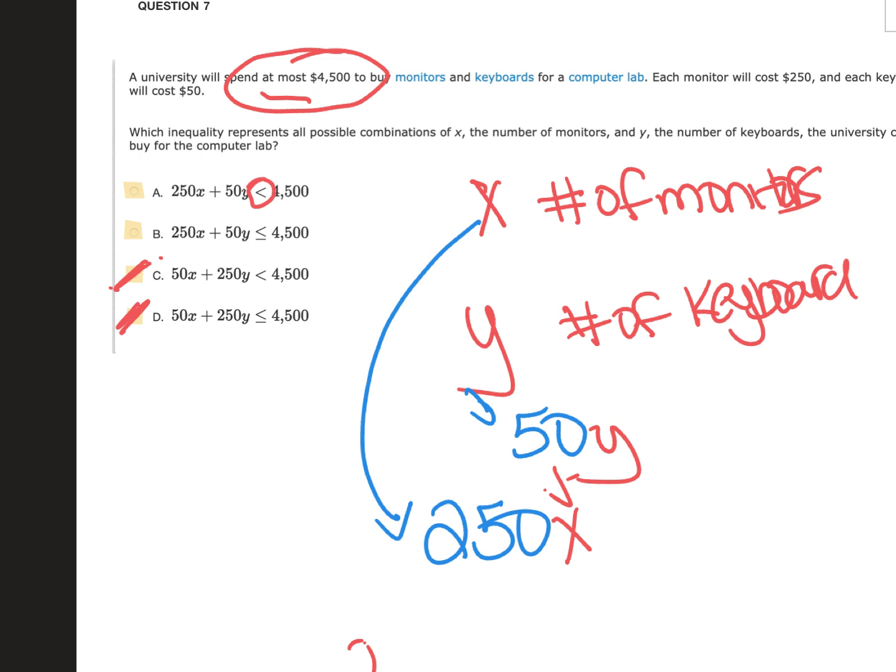They can spend $4,499.99, but not $4,500. Whereas B tells me they can spend $4,500 to the penny. And that's what our word problem told us. They could spend up to, meaning including $4,500. So that is our answer.